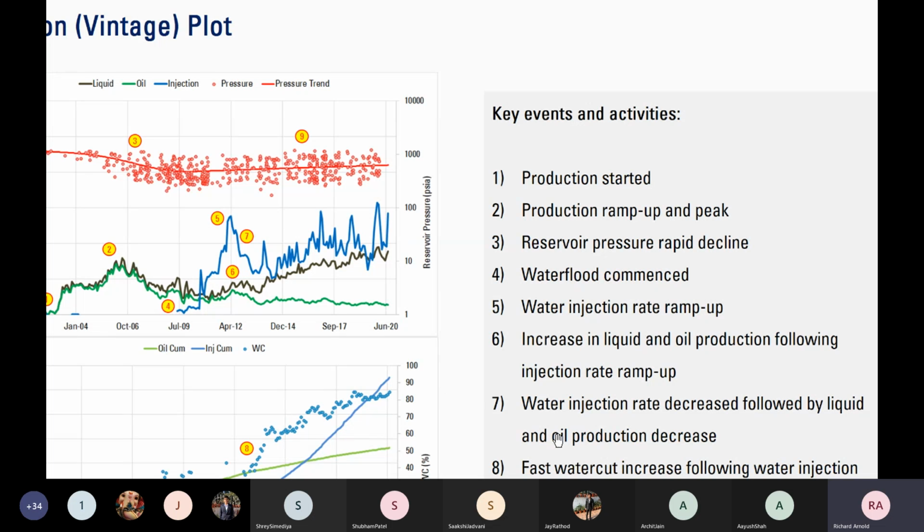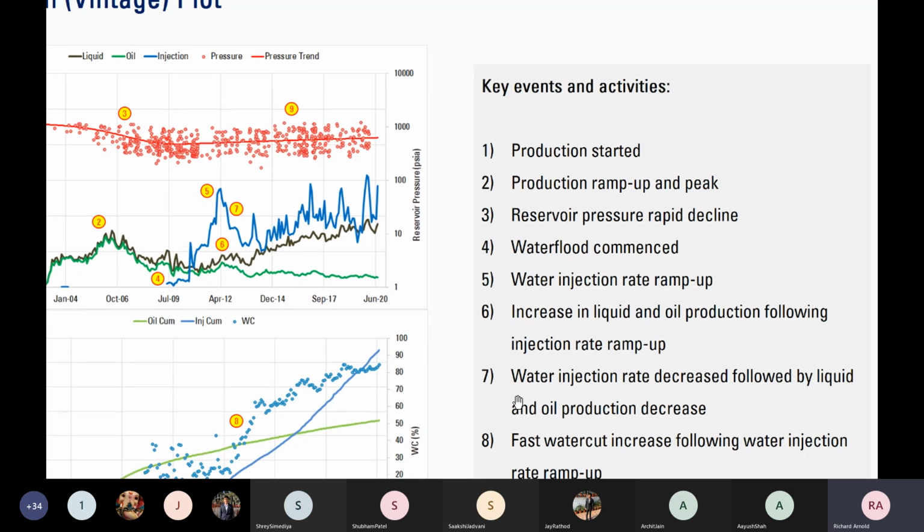But now at number 7, we see in the history the water injection rate decrease, which was followed by a liquid and oil production decrease as well. The black line is the liquid production. The green line is the oil production. So again, it is a positive response. If you increase your injection, production will increase. If you decrease your injection, production also will decrease.